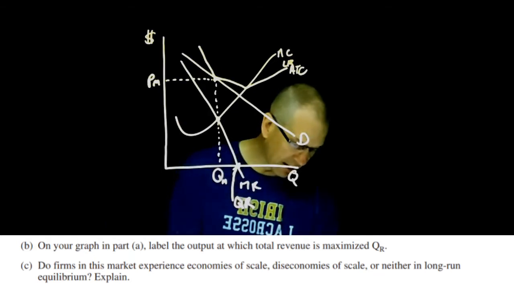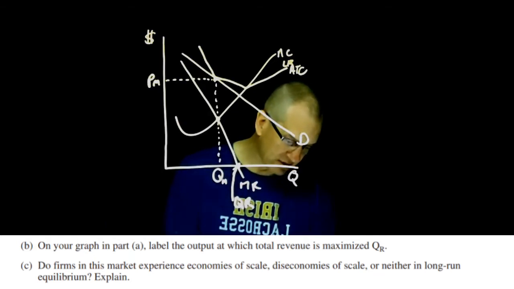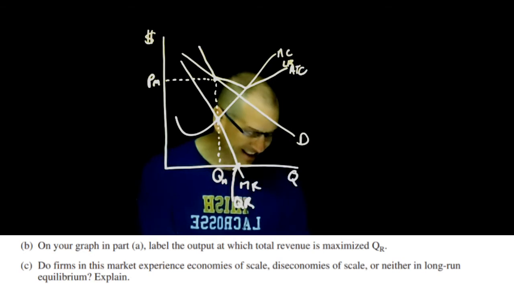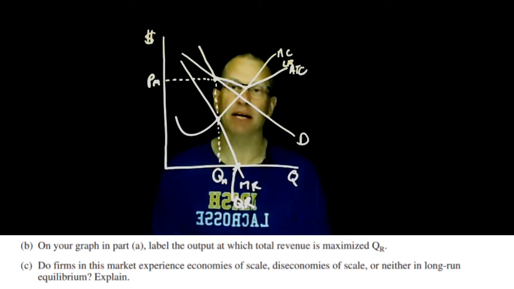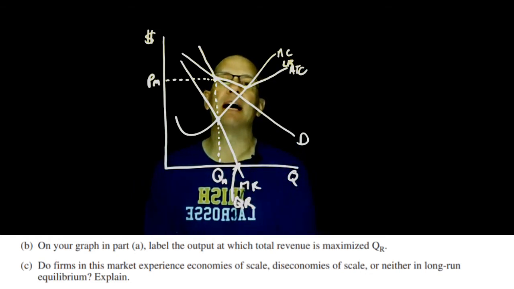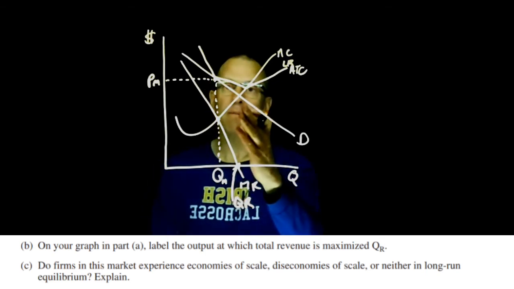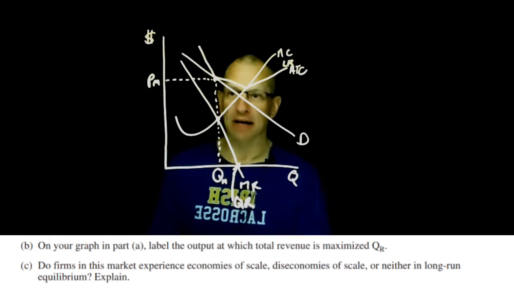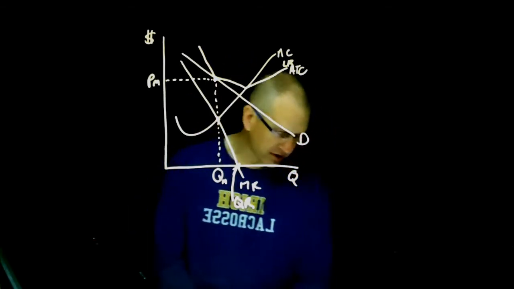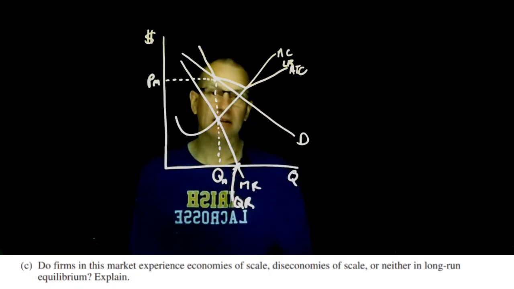And then 3C says, do firms in this market experience economies of scale, diseconomies of scale, or neither in long run equilibrium? Explain. Okay, and you can see here that the ATC is downward sloping at this quantity, where this firm is producing. So as we produce more, we could see our costs would go down. Keeping that in mind, they're asking us, are we experiencing economies of scale? So the answer would be yes there.